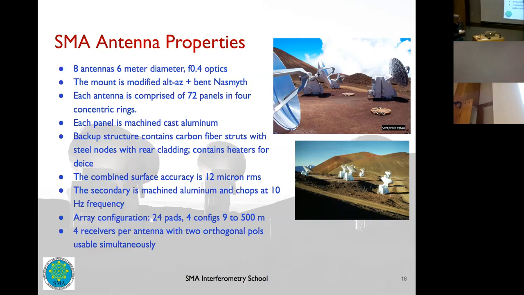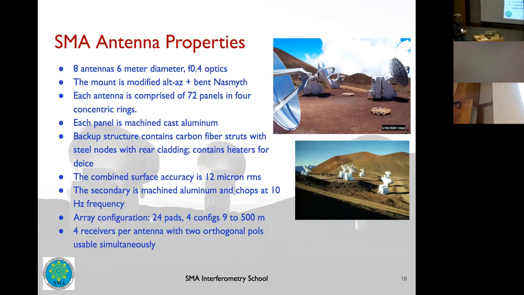All these backup structures are made of carbon fiber tubes. And there's heating and other elements to de-ice the system, which probably means the utility company is getting a lot of money. The accuracy of the surface is about 12 microns. The secondary is also machined aluminum, and it actually does chopping. Obviously, we don't do chopping when we are doing interferometry, but we can use it to measure single dish parameters and pointing and things like that.